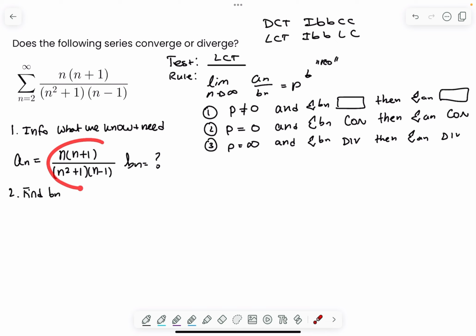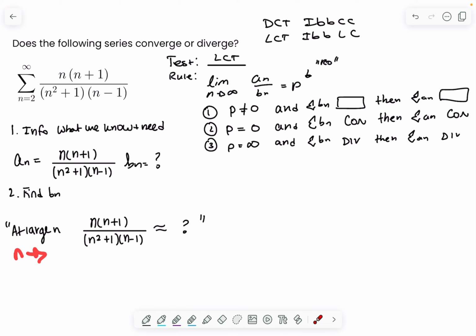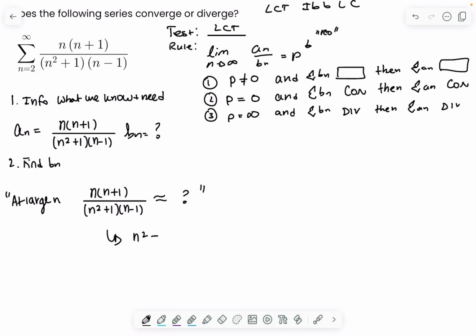So the way we do that is we take our given sequence and we ask ourselves, at large n, so when n gets really, really, really big, what does this become? In essence, what becomes insignificant as n approaches infinity? To see this, it's really nice if we simplify this first. So this becomes n squared plus n over n cubed minus n squared plus n minus 1.